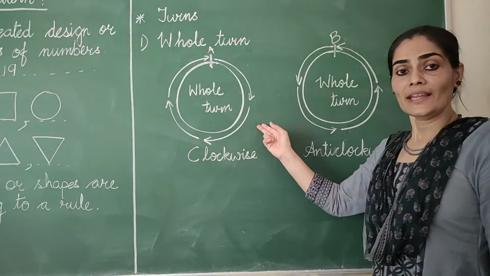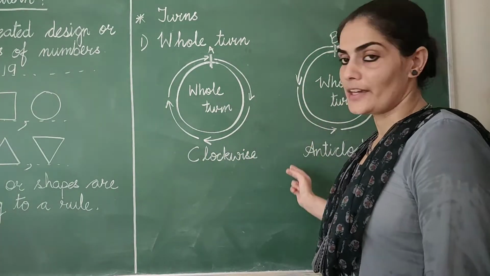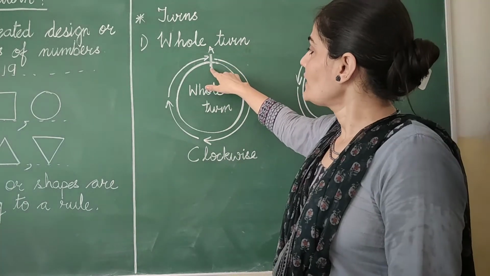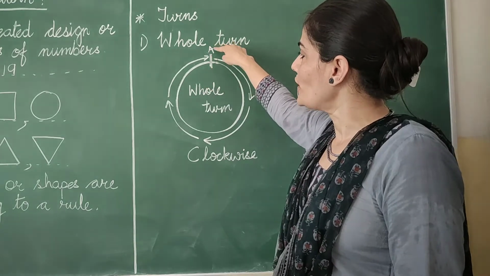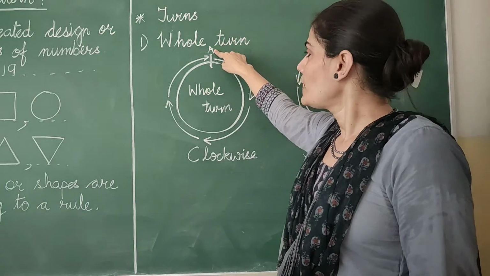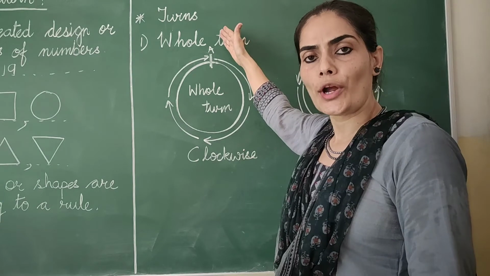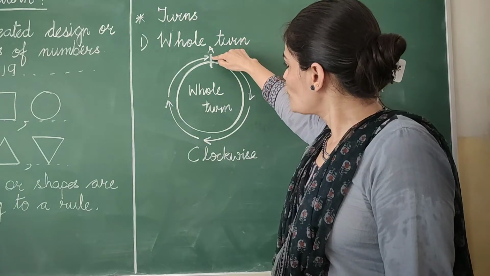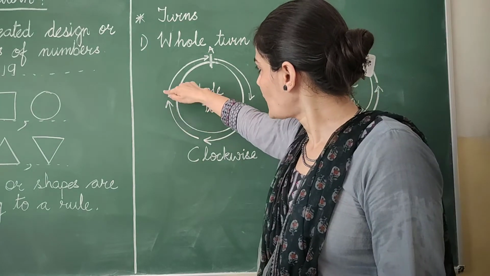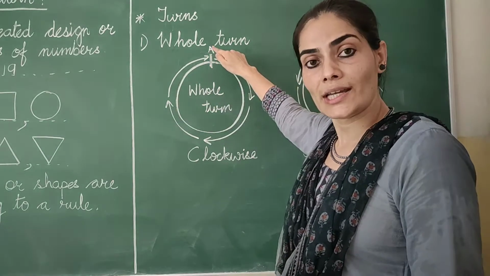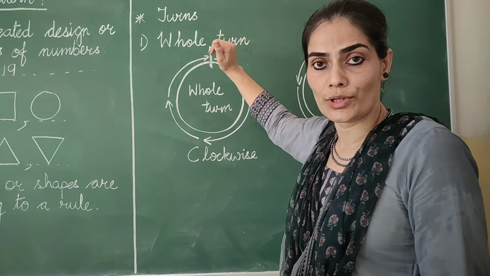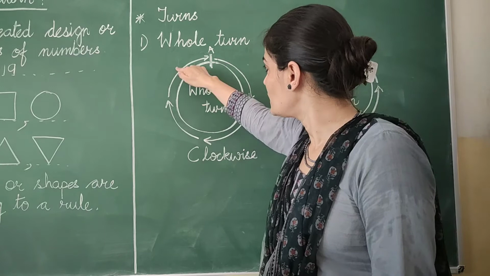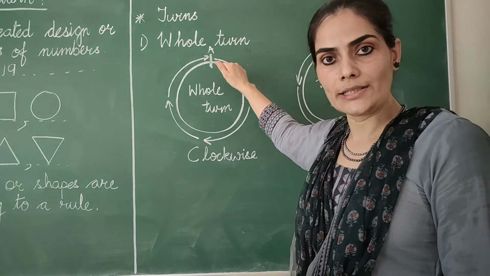So, I explain this with the help of these figures now. Just observe, if I say that this particular object is pointing in a direction, where is it pointing? It's pointing in the upward direction, everybody. And this object moves like this and comes back to the original position and again points in the upward direction only. Then what do I see? That this object has taken one whole turn.